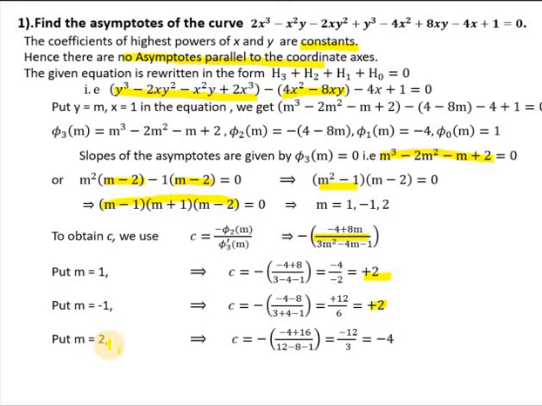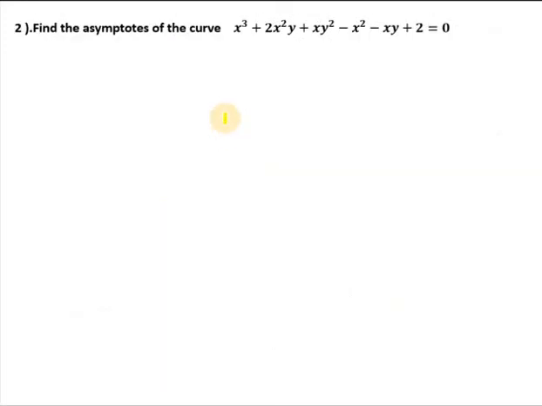Then put m is equal to 2 in this equation. So we get c is equal to minus 12 by 3, it is minus 4. Hence the asymptotes are y is equal to m1x plus c, that is m1 is 1, so y is equal to x plus 2 will be the first asymptote. Then for the second one, m value is minus 1, y is equal to minus x plus 2 is the second asymptote. For the third one, m value is 2 and c value is minus 4, so y is equal to 2x minus 4. These are the required asymptotes for the given curve.